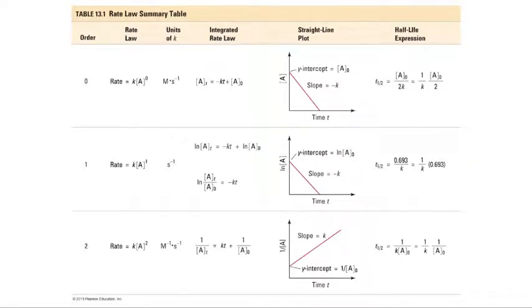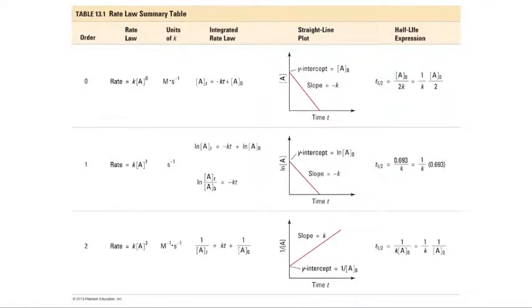And you'll note from that graph you can get two very important pieces of information. The y-intercept is the initial concentration of A. And the slope is equal to minus k. So if you know the slope, you can find the value of k. There's a similar approach for first and second order reactions as well.